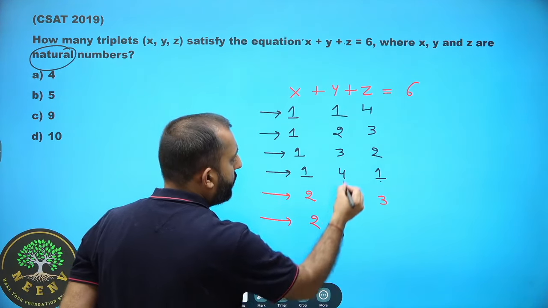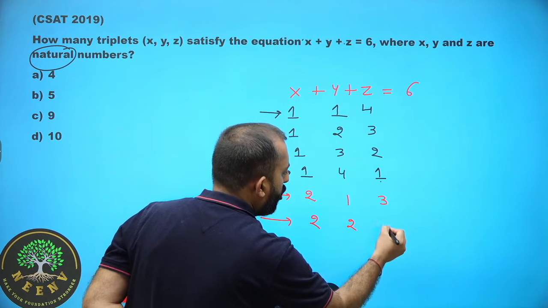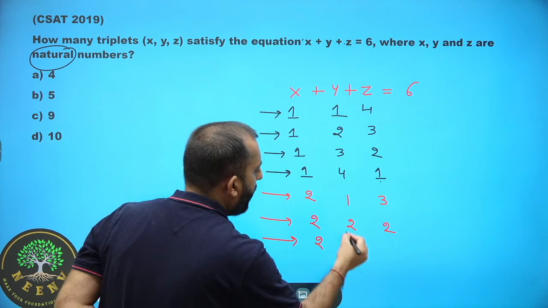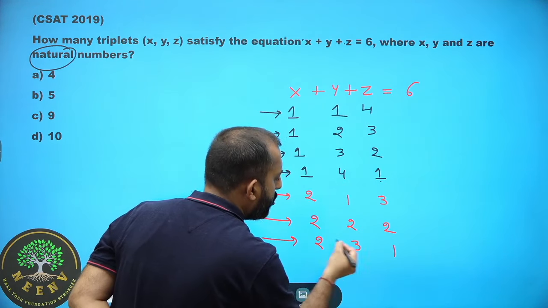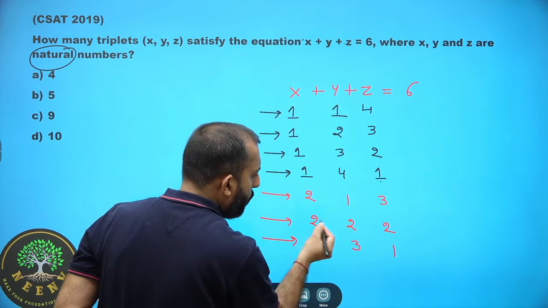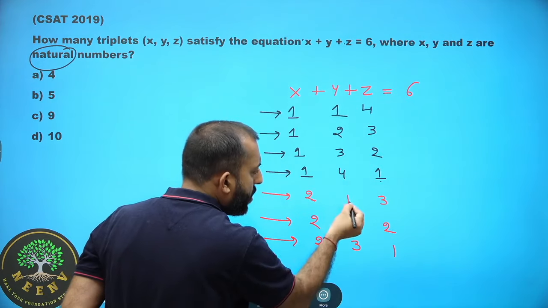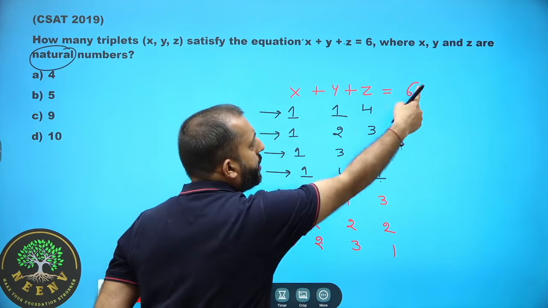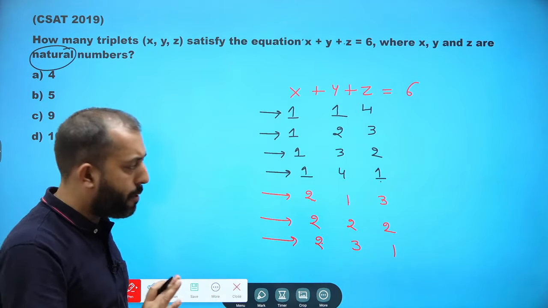X is 2, y is 2, z will automatically become 2. X is 2, y is 3, z is 1. So 2 plus 3 plus 1 is 6. 2 plus 2 plus 2 is 6. 2 plus 1 plus 3 is 6. So all these triplets are justifying my given expression. So all these are considerable.